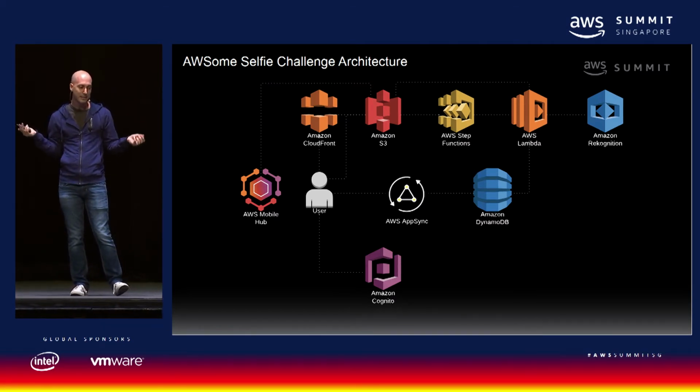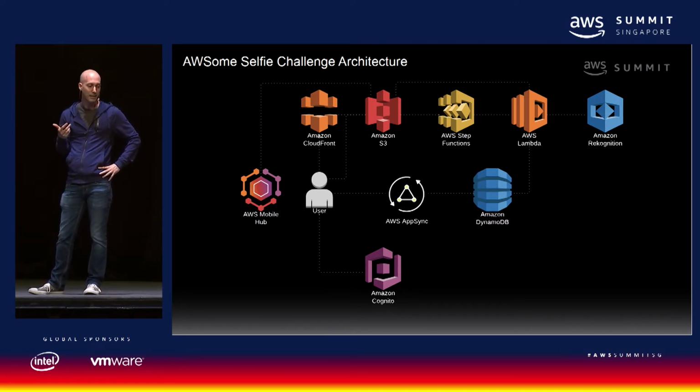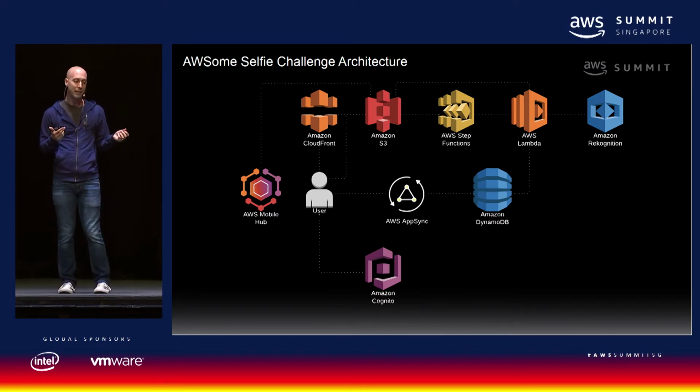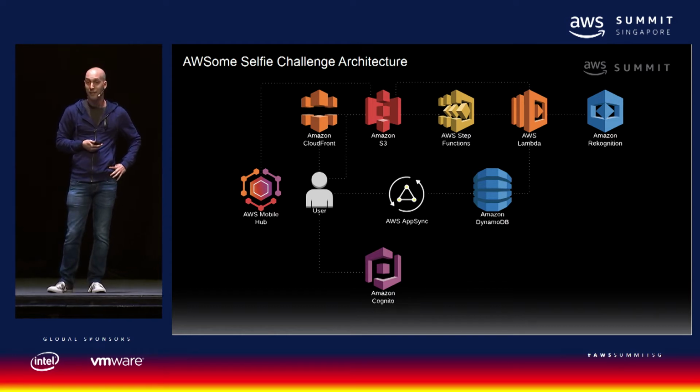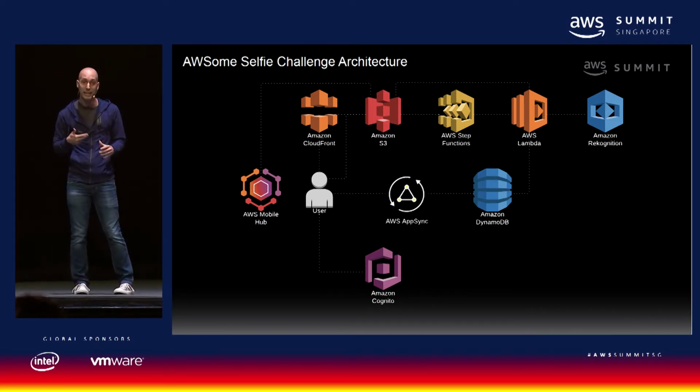And so what happens is, when you load up the app, you get a set of temporary credentials delivered to your device via Cognito. And those credentials give you access to an IAM role that will let you upload a file to an S3 bucket. When those images get into the S3 bucket, they need to be processed.